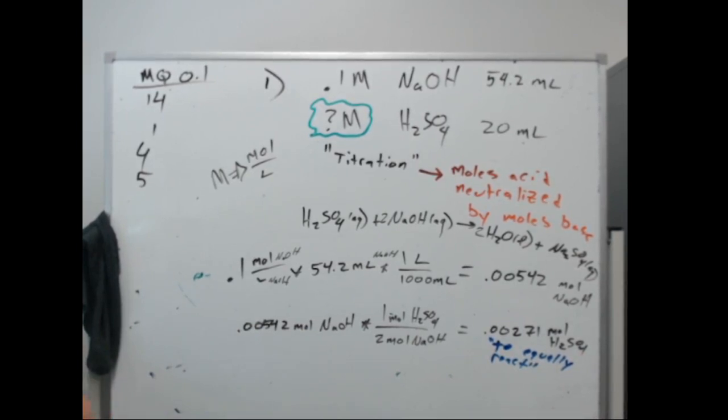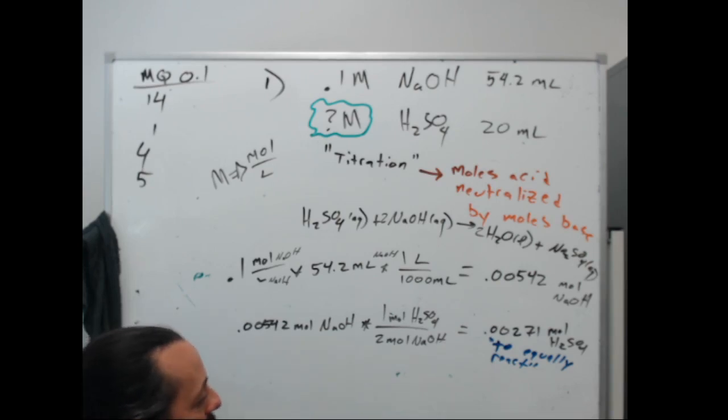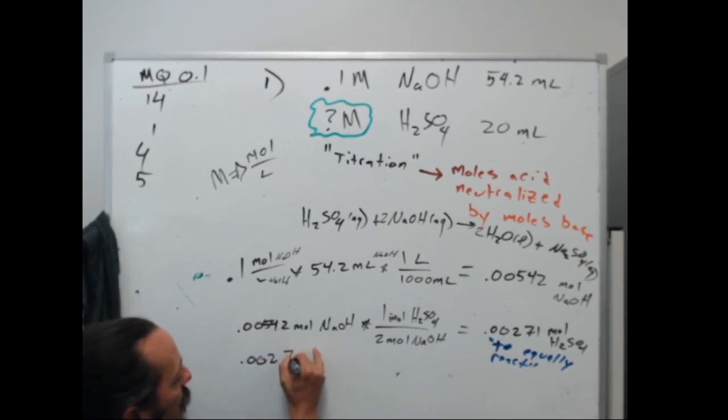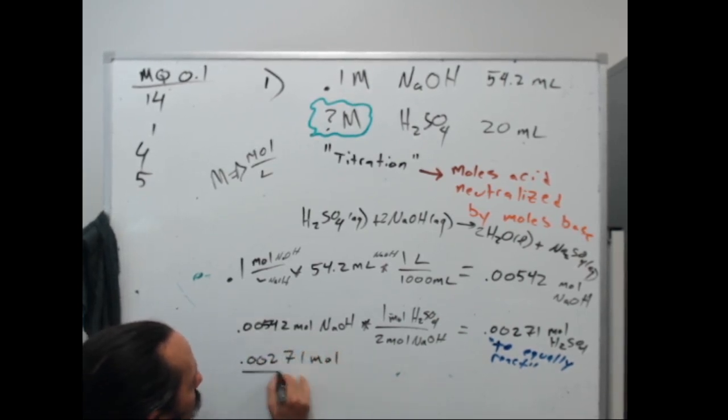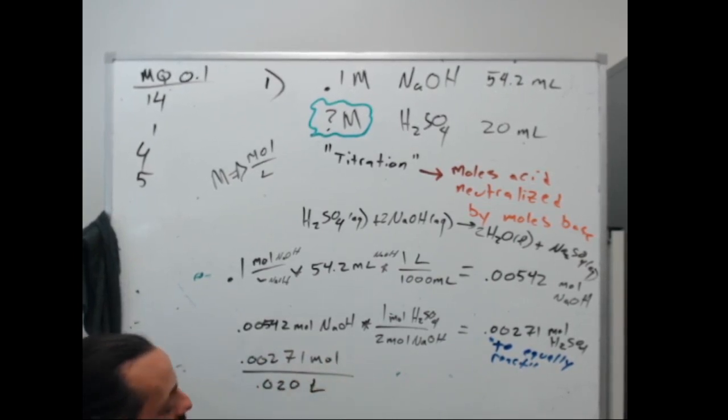That's our equal molar amount. The question isn't asking for number of moles, though. It's asking for molarity. So what's the last thing we do to convert this to a molarity? Divide by 20 milliliters. Yep. So we're going to take our 0.00271 moles and divide by 0.020 liters. I did the conversion from milliliters to liters in my head just by dividing by 1,000. Move the decimal place over by 3.